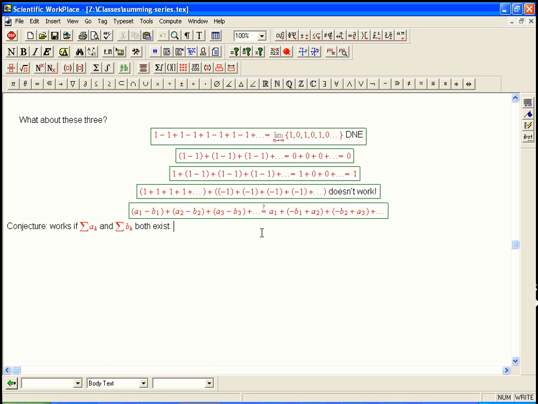So here would be a proof of that. We have to just write them both out as partial sums. A partial sum of the left-hand thing would be a1 minus b1 plus a2 minus b2 all the way up through an minus bn.